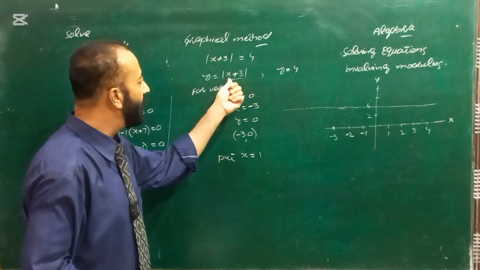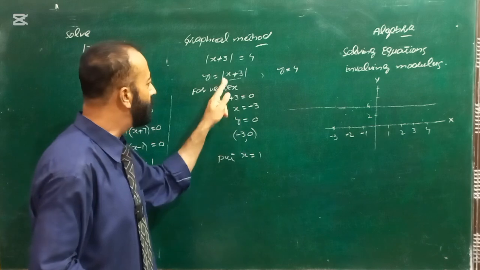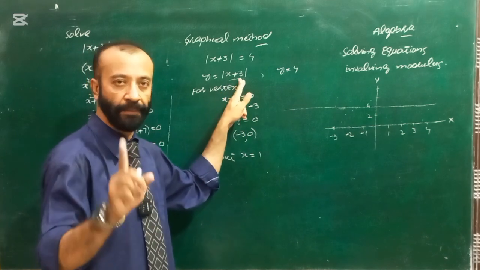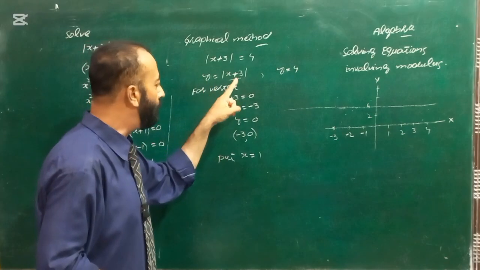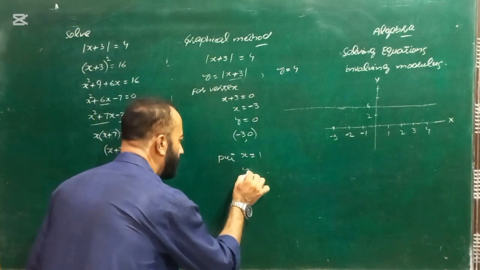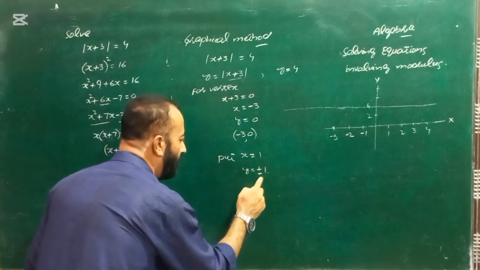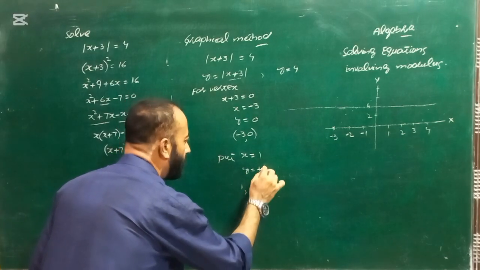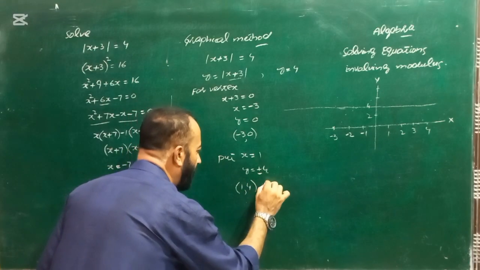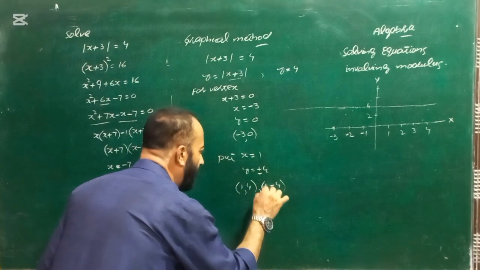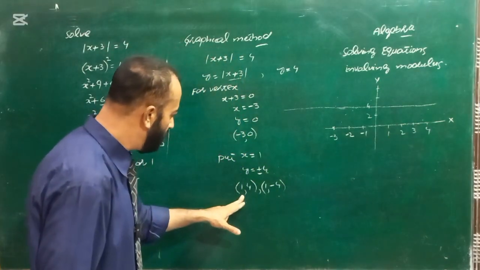So the right side becomes 1 plus 3 because you are putting x equal to 1. So this will become 1 plus 3 equal to 4. But because of this modulus, y will be equal to plus or minus 4. So actually you have to take one time plus 4 and a second time minus 4. So actually these are the 2 points on both sides. So one time you will put this point.